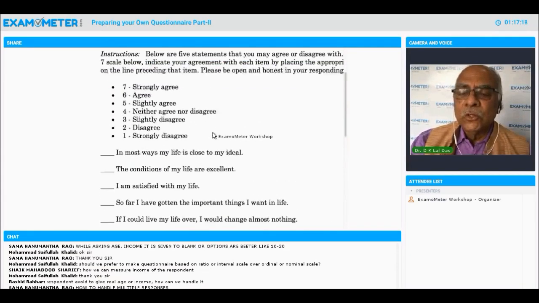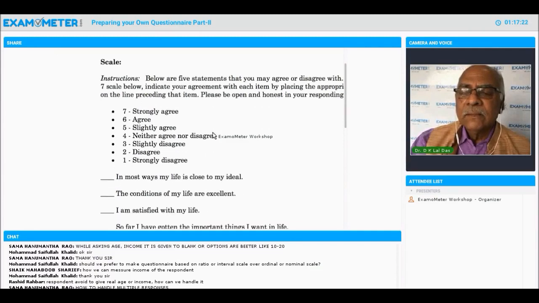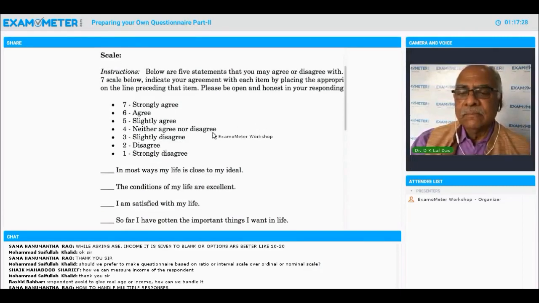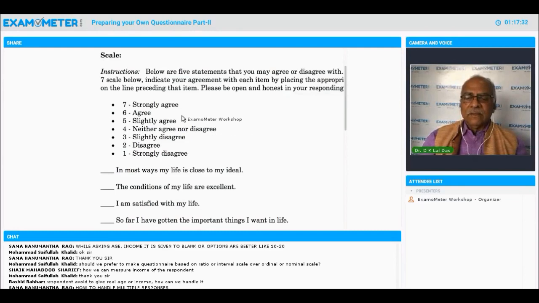Likewise, we have a number of scales. So I suggest you use these scales for your important variables. It's better to use these standardized scales. I hope you have got my point.